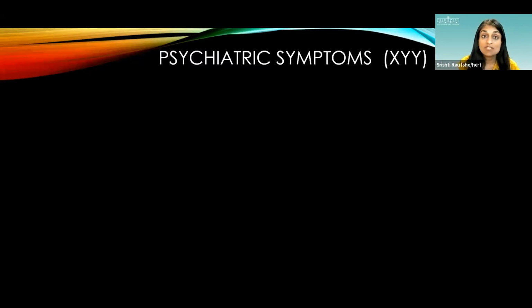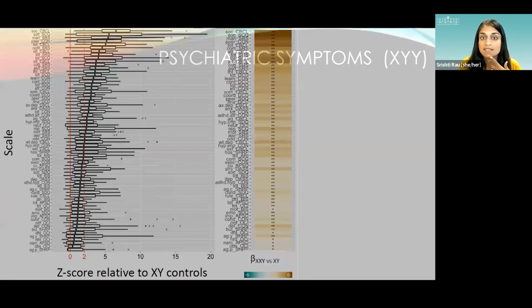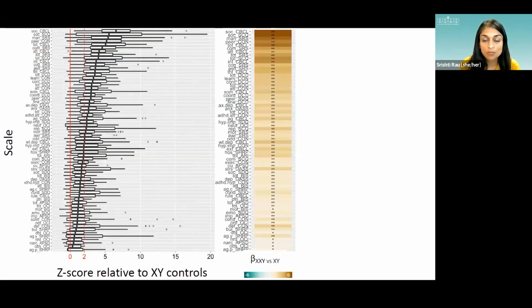So now we're going to do the same analysis, the same discussion, but for XYY. Again, this is the same type of graph I showed you on the previous slide, where the left side represents the 66 scales, and they're ordered from those that were least impacted in XYY to those that are most impacted in XYY.